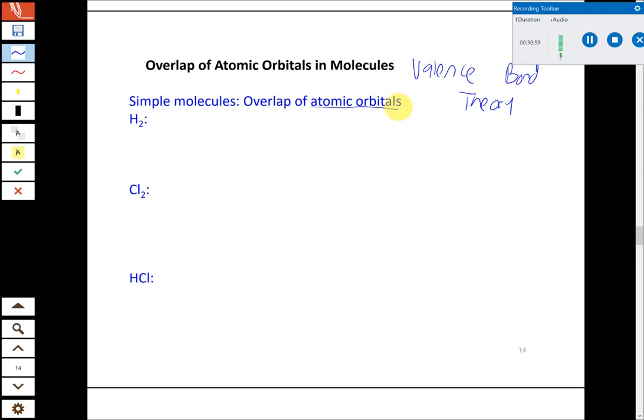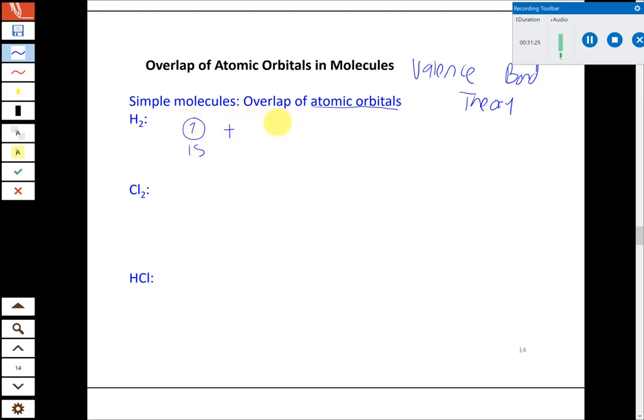And so if we have simple diatomic molecules like H2, Cl2, or HCl, what we can think about for valence bond theory is just where are the valence electrons in these molecules, and then those are going to be the orbitals that we typically assume are going to overlap to form the bond. So if we have H2, we know that each hydrogen atom is just a 1s electron, valence electron. There's only one electron in hydrogen, it's in a 1s orbital.